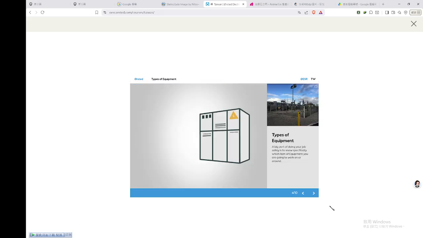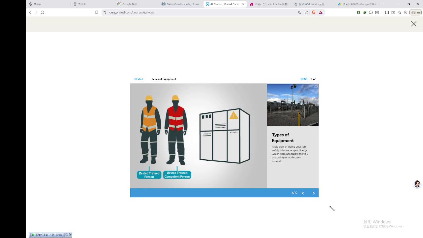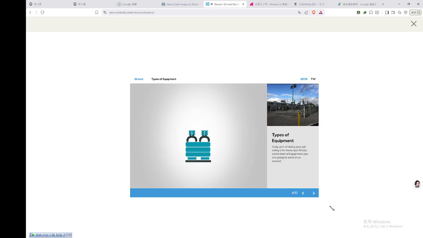So, what are the basic types of equipment that Ørsted-trained persons and Ørsted-trained competent persons work on or around at Ørsted wind turbines, substations, and other facilities? Let's take a look at some of the basic equipment. You will often find yourself near a transformer, an item of technical equipment used to either reduce or increase voltage. In other words, it transforms low voltage to high voltage or vice versa. There are many sizes of transformers. Precautions must be taken to ensure safety when you are assigned a task that involves a transformer.